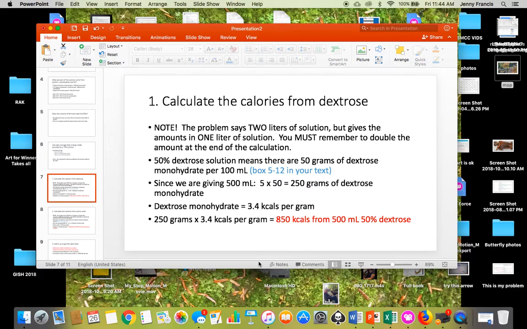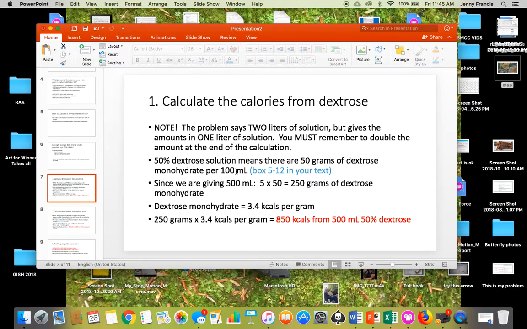Okay, so the one fact that you need to know to do these problems is to understand the notation. What does 50% dextrose solution mean? What that means is 50 grams, so a 50% dextrose solution would provide 50 grams of dextrose monohydrate per 100 milliliters. This is box 5-12 in your text. If it was a 40% dextrose solution, it would provide 40 grams of dextrose. If it was a 25% dextrose solution, it would provide 25 grams of dextrose per 100 milliliters.